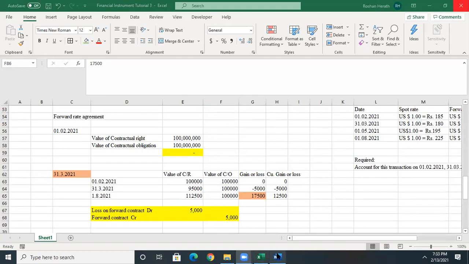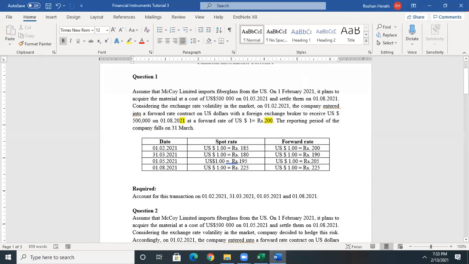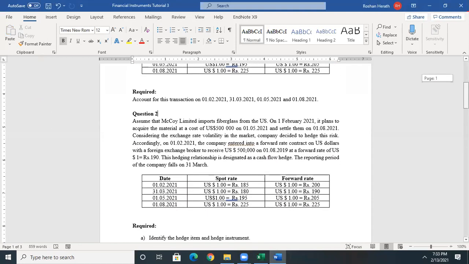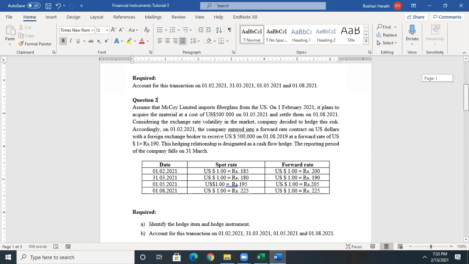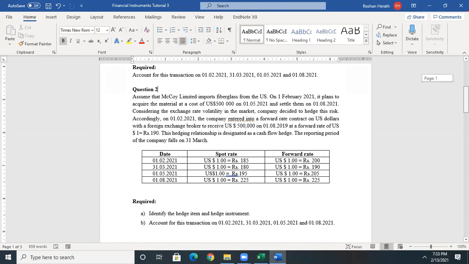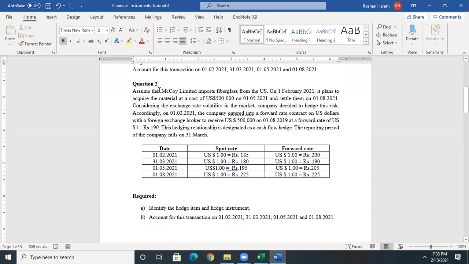Fine. Now let's move on to the next one. The same question I have taken, but this time I'm taking it as a designated hedge contract. The same information. Assume that McCoy Limited imports fiberglass on 1st of February, and plans to acquire 500 on this date, with settlement on this date. Considering the exchange rate volatility, the company decided to hedge this risk. So this is the key term. Accordingly, on 1st of February 2021, the company entered into a forward contract.